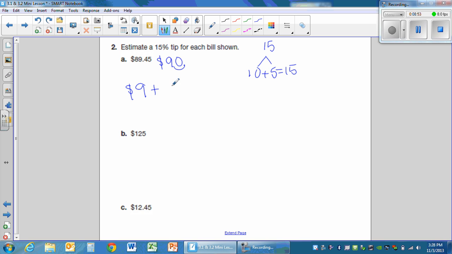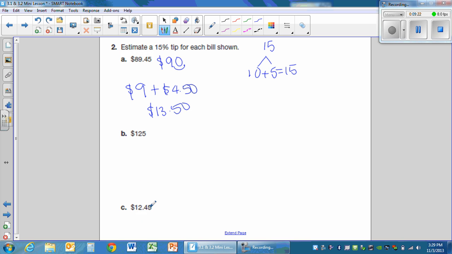And then we're going to add that to whatever 5% is. 5% is half of 10%. So half of 9 is $4.50. We're going to add those together because 10% plus 5% gives us 15%. And when you add those two numbers together, you should get a total of $13.50 as 15% of the bill.